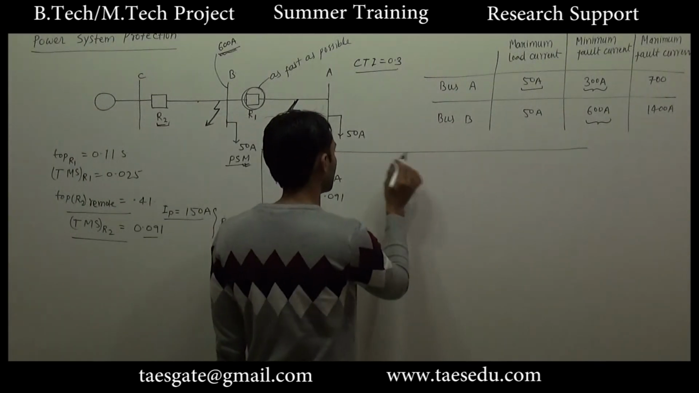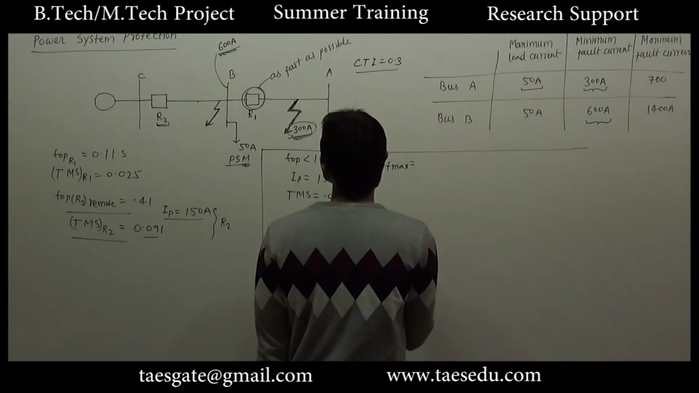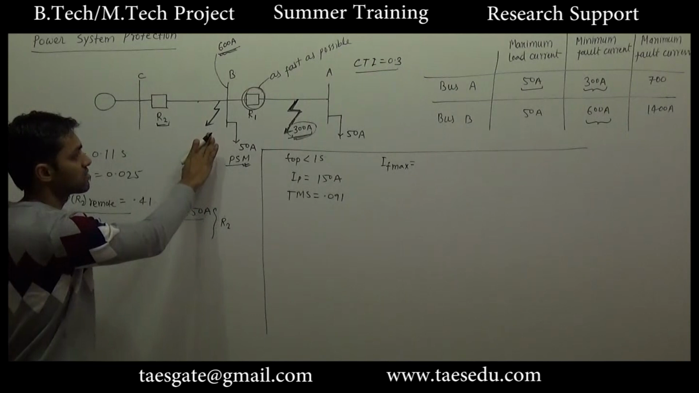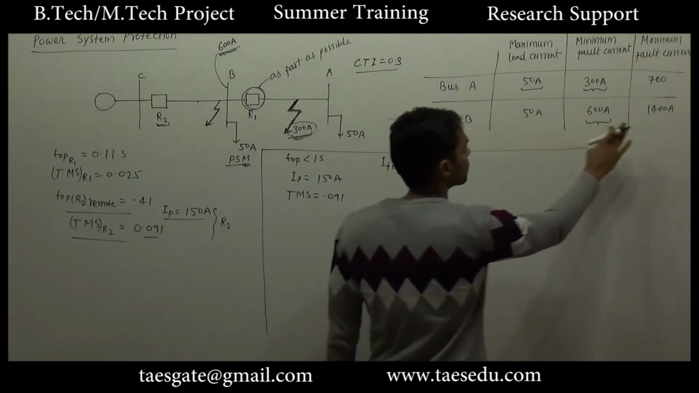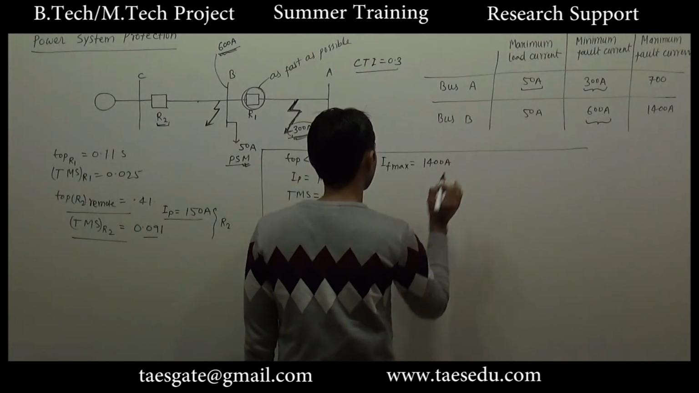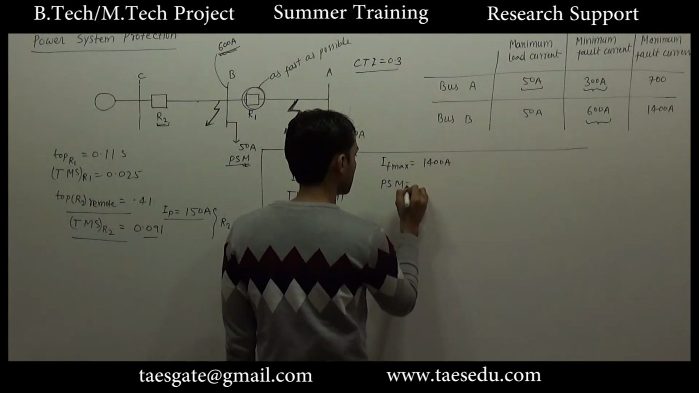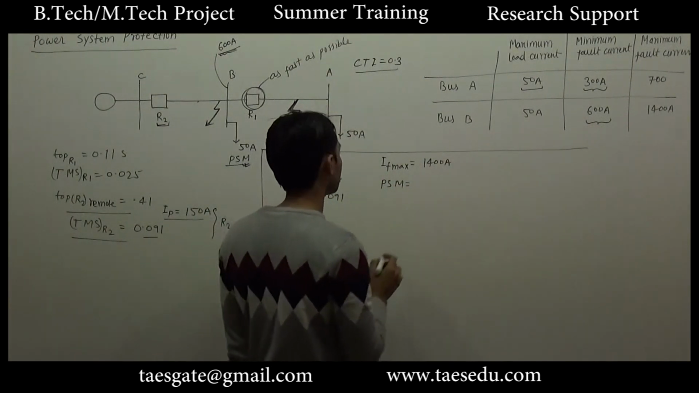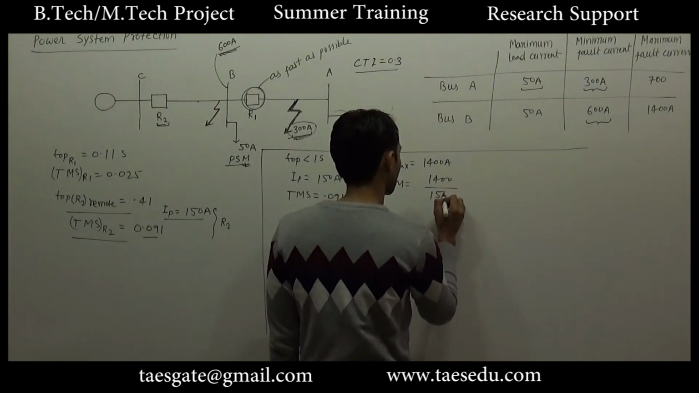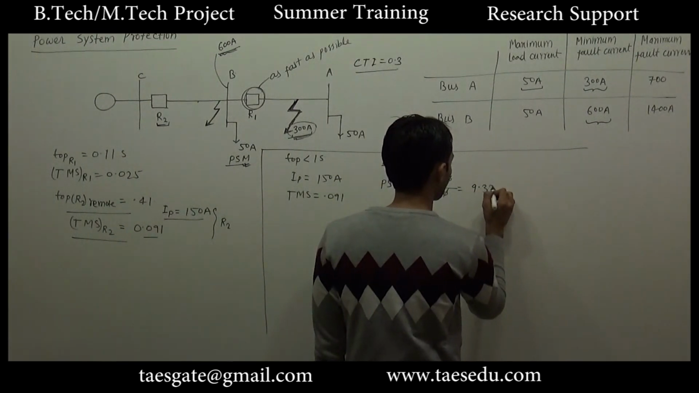For maximum fault current, I max is, for this fault at bus B, the maximum fault current is 1400 ampere. Okay, so for this fault, what will be the value of PSM? Plug setting multiplier is fault current divided by pickup current. This will be 9.33.